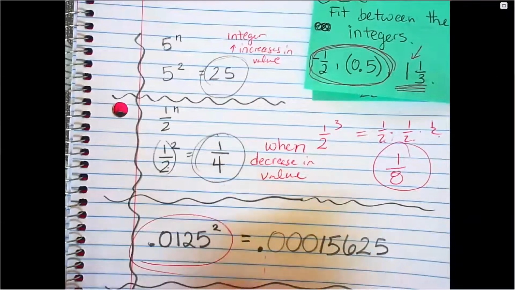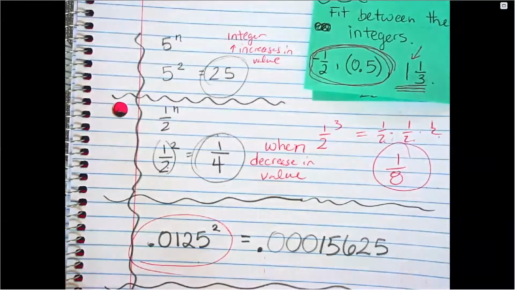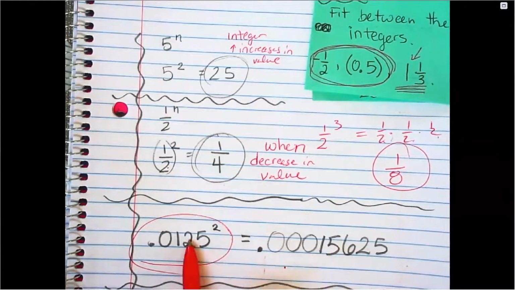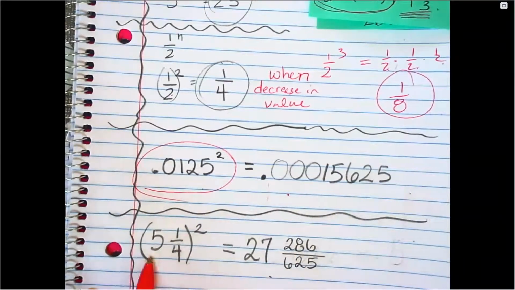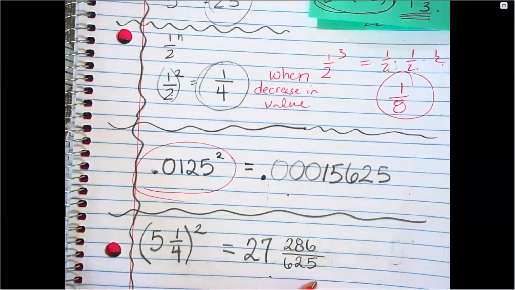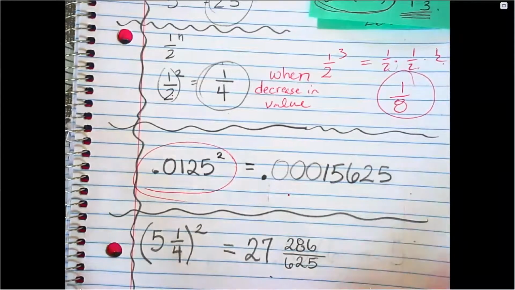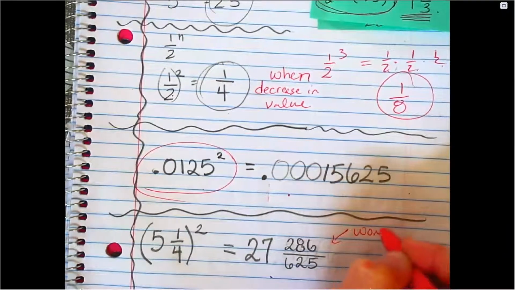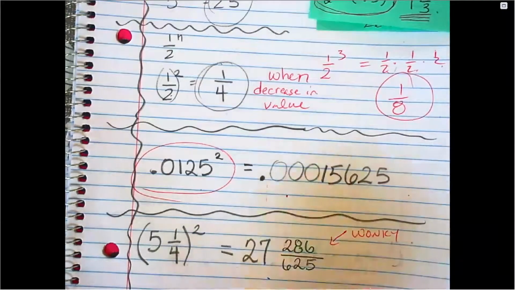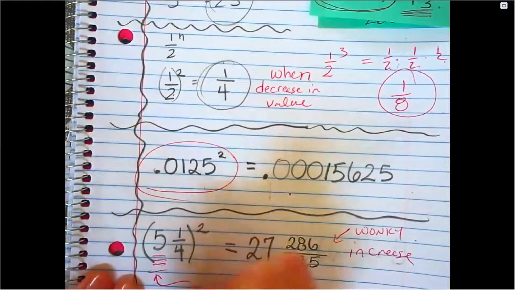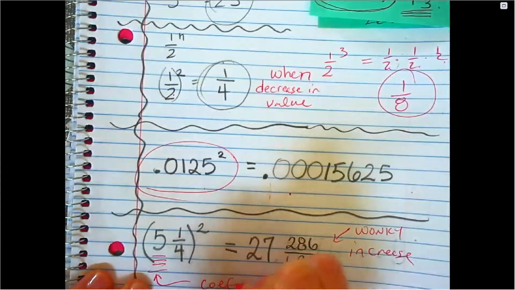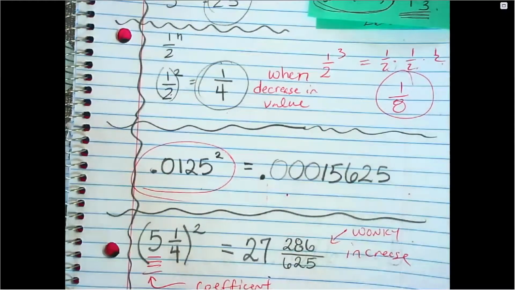So let's say you have 0.0125 squared. And this is my answer. That's a lot smaller than this. But if I take a mixed number, 5 1/4 squared, it's going to be 27 and 286 over 625. So this still got bigger. It's kind of wonky, but it still did increase. And that's because it had what's called a coefficient, that whole number part.